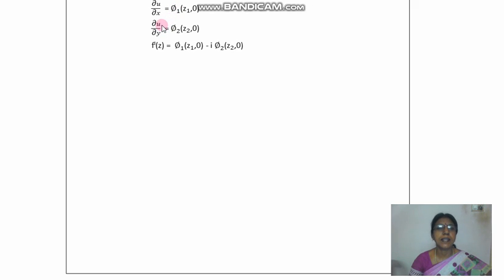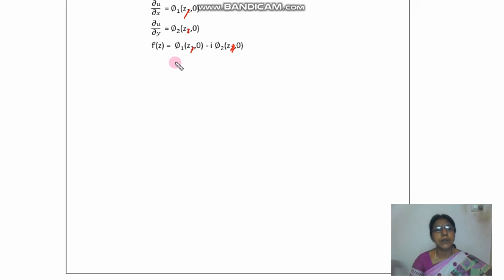Let this be phi 1. Similarly, find ∂u/∂y, and let it be phi 2, but in terms of z. Now f dash z is phi 1 of (z, 0) minus i phi 2 of (z, 0). There are no z1 z2 terms, just z only. ∂u/∂x is phi 1 of (z, 0) and ∂u/∂y is phi 2 of (z, 0). This is f dash z.